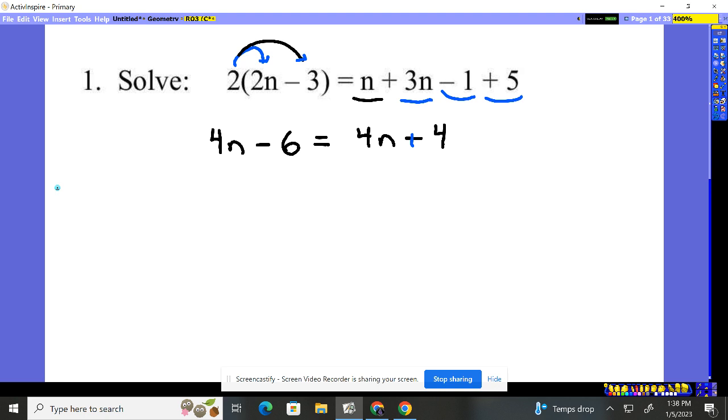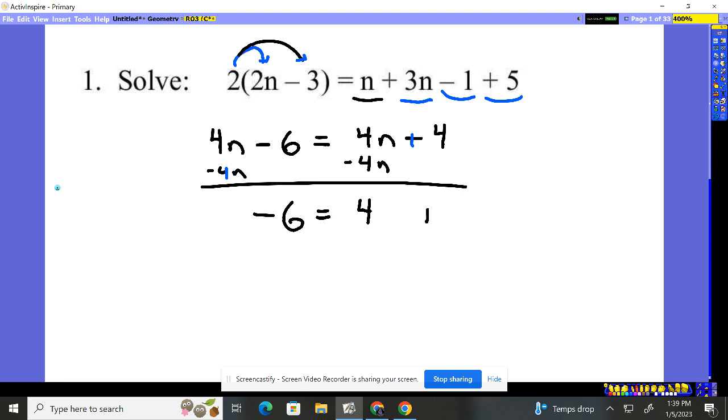Something seems off there. So let's move the variables over and we'll notice what we sort of felt, that something wasn't right. The n's go away. And we get this negative 6 equals a positive 4. Well, can negative 6 ever equal positive 4? No, that never happens. That's never true. That tells us that there's no solution here because that never happens.